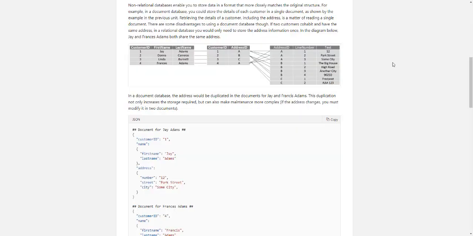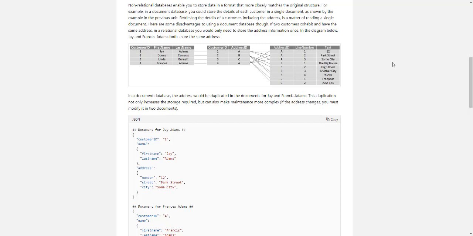Non-relational databases enable you to store data in a format that more closely resembles the original structure. For example, in a document database, you can store the details for each customer in a single document, as shown by the example in the previous unit. Retrieving the details of a customer, including the address, is a matter of reading a single document. There are some disadvantages to using a document database though.